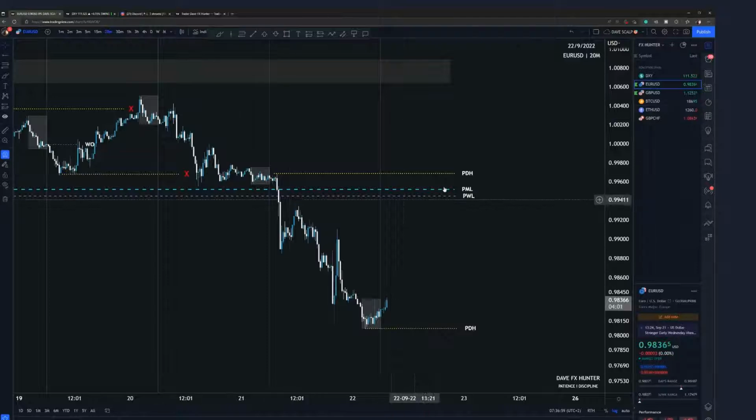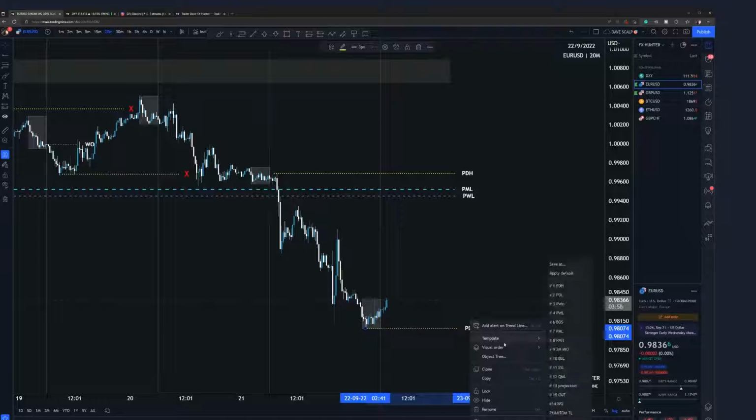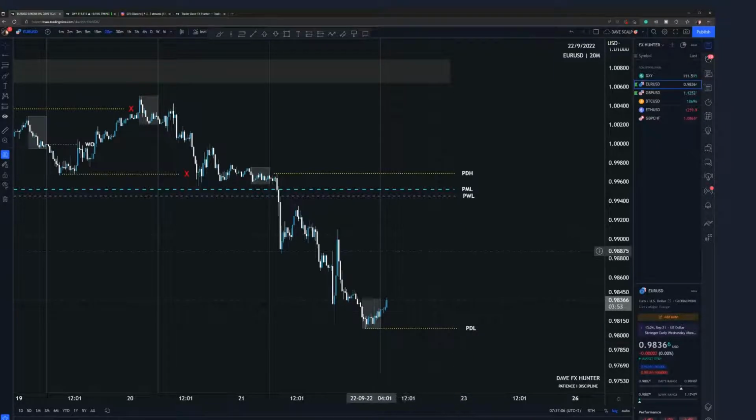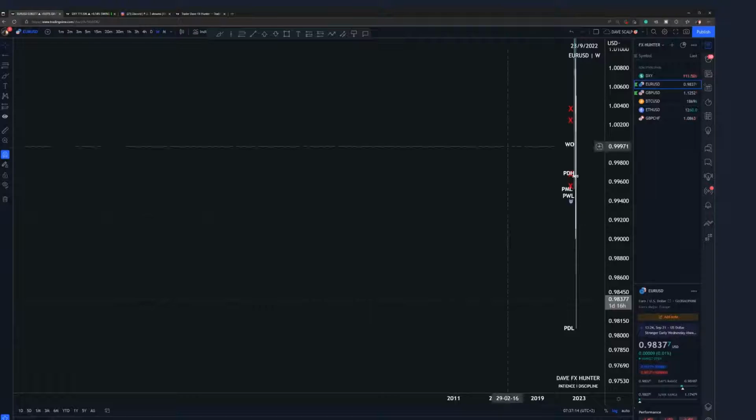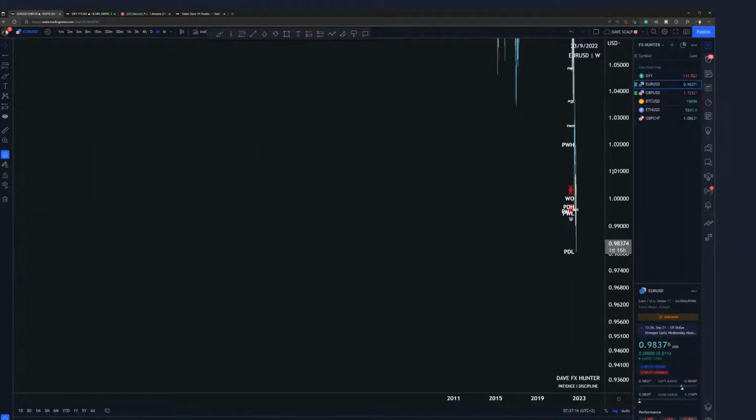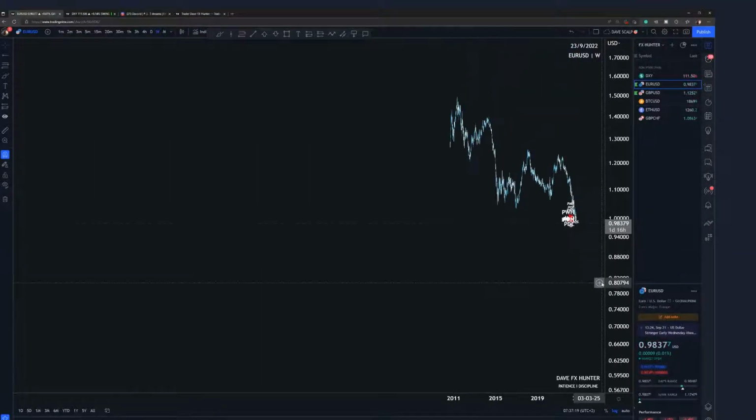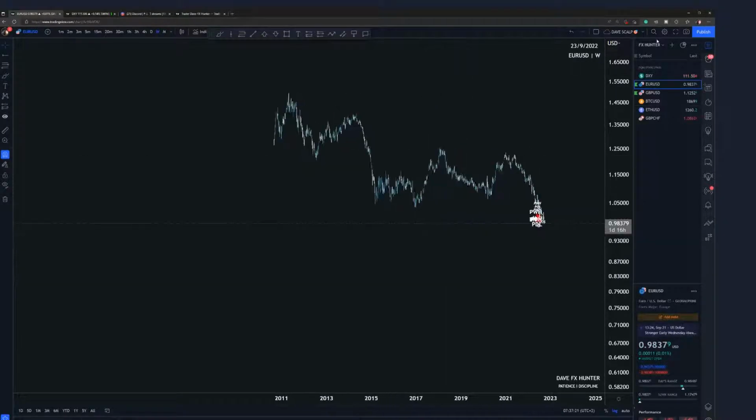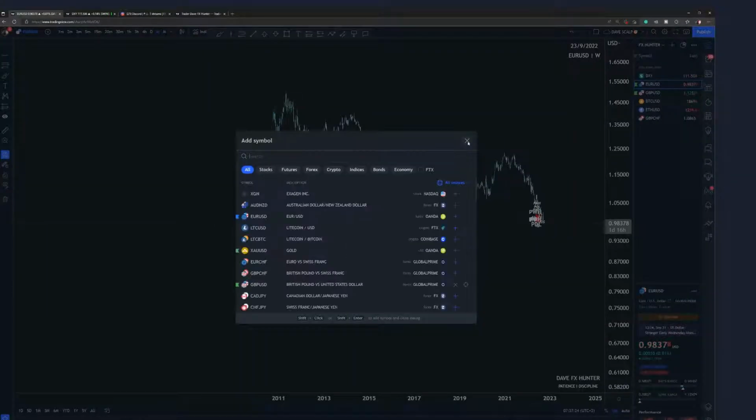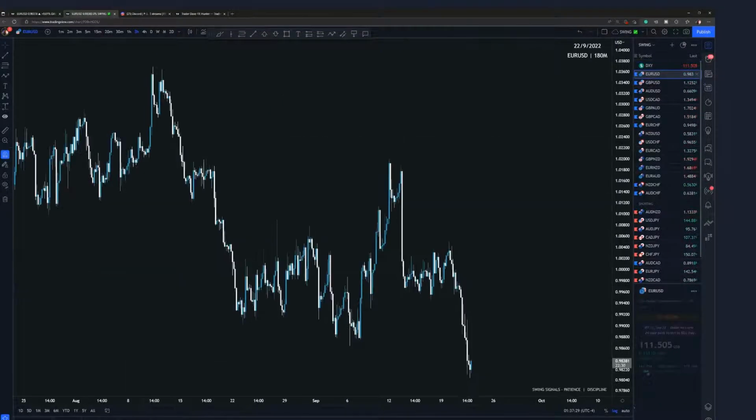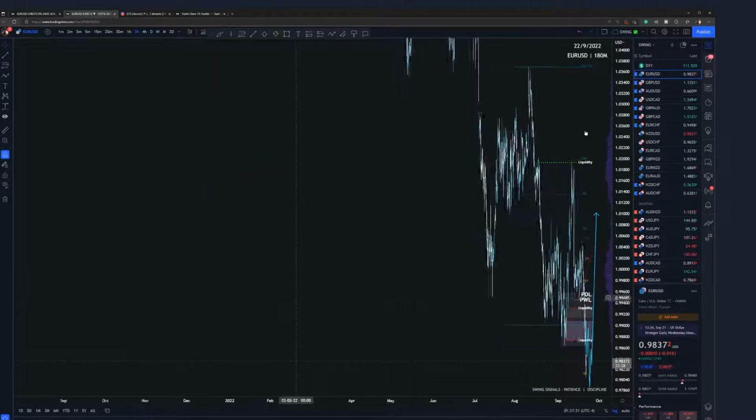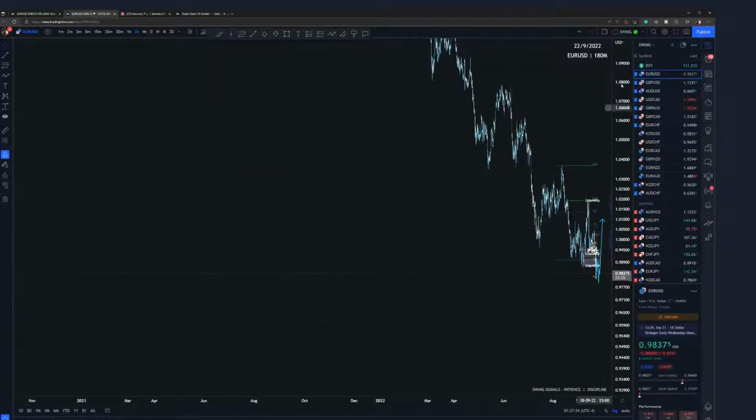So again, we got the previous day's high, the week low, previous, this is actually the previous day's low, sorry. So I have highlighted the liquidity levels, and now I want to go through the weekly and see on the left side if there is actually something. Okay, there is nothing. So I need to bring a chart of the euro with a bigger history, which is this one, to see if there was any level.